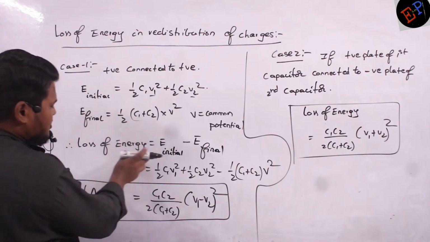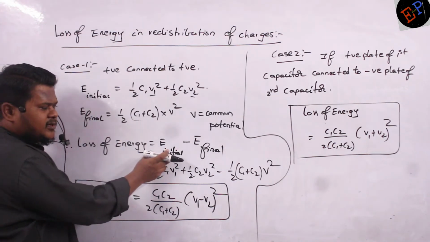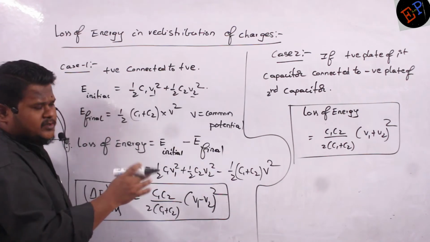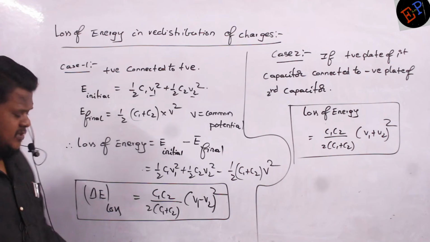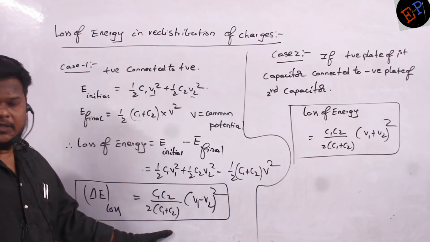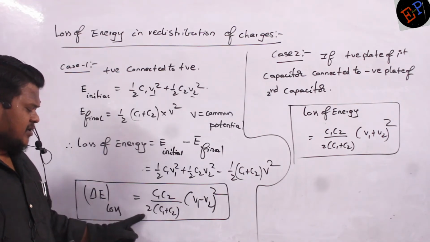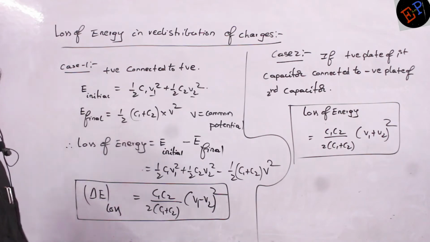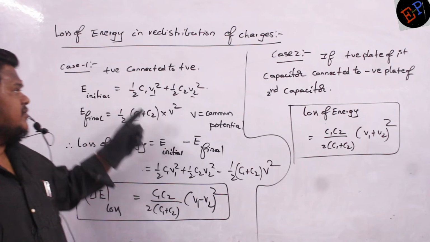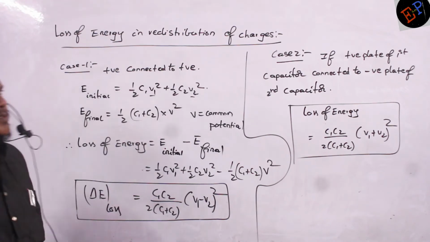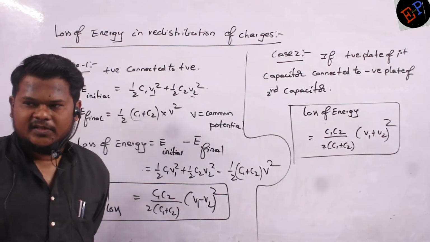So therefore, loss of energy, how can I calculate? Initial energy minus final energy. So there is a lot of calculation, so we are not doing all that calculation. Just remember this equation. Clear, no? C1 C2 divided by 2 into C1 plus C2, multiplied by V1 minus V2 whole square. So this is the loss of energy in which condition? When positive plate is connected to positive plate. Is it clear?